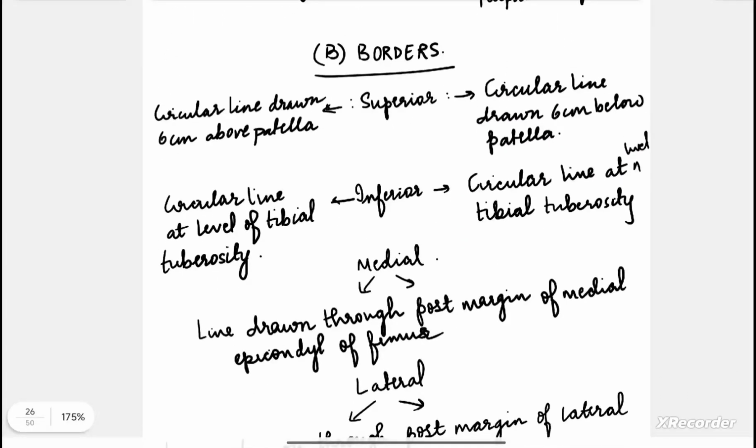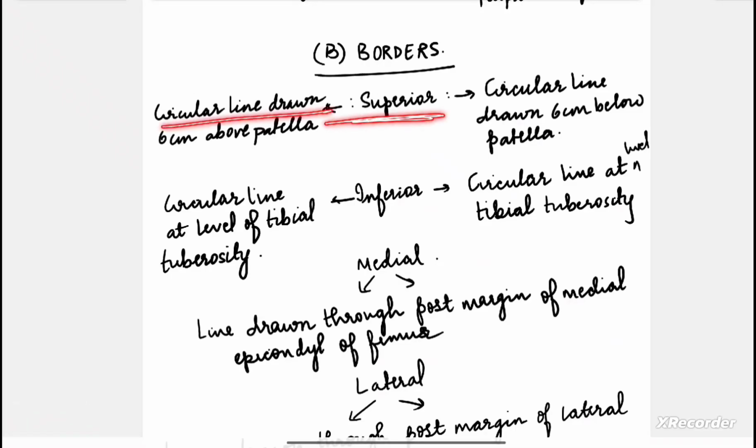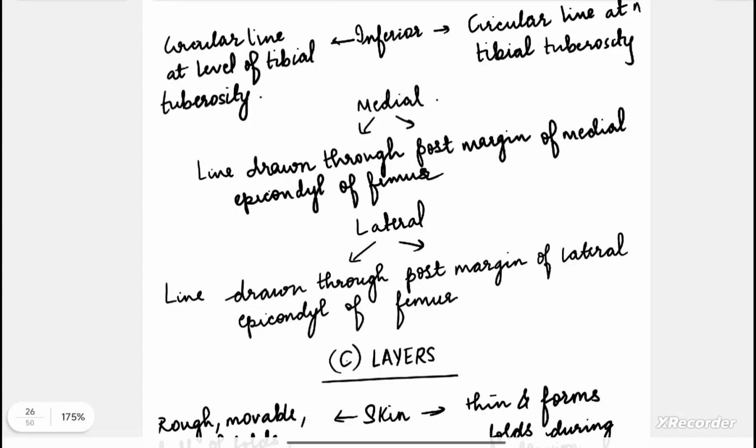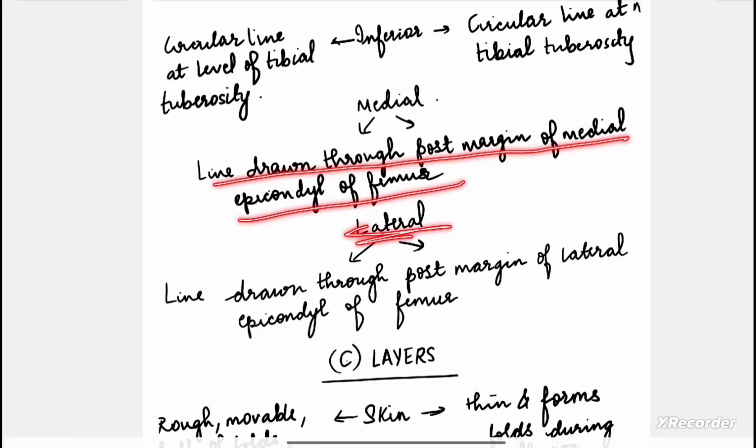What are the borders? Anteriorly, the superior border is a circular line drawn 6 cm above the patella. Posteriorly, the same circular line drawn 6 cm below the patella. Inferiorly, circular line at the level of tibial tuberosity. Medially, line drawn through the posterior margin of the medial epicondyle of the femur, and laterally, line drawn through the posterior margin of the lateral epicondyle of the femur.